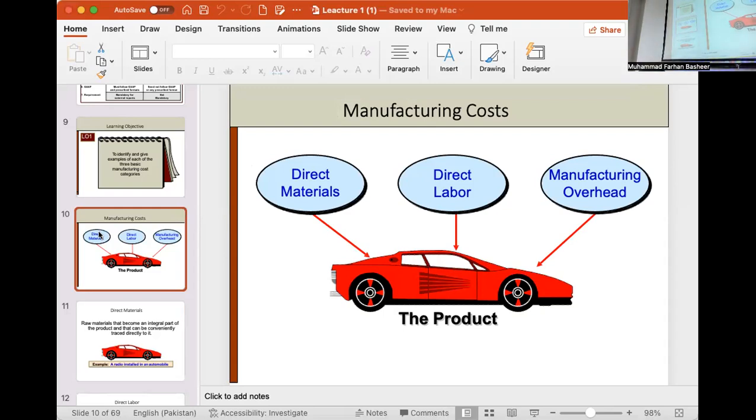So, the second part of today's lecture is to define and explain cost and different types of cost in the manufacturing process. So what is cost and how is cost different from expense? Can you explain that to me? What is the difference between cost and expense?